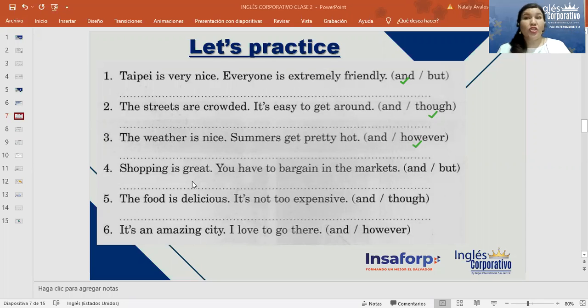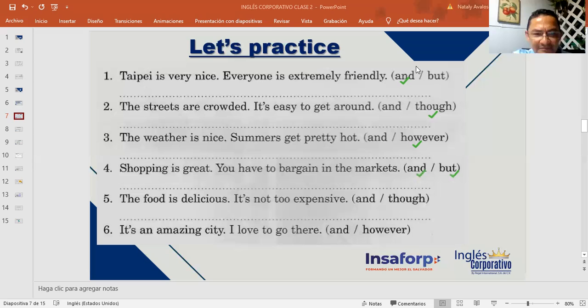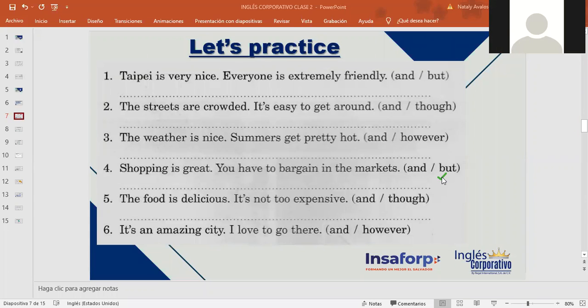The next one. Shopping is great. You have to bargain in the streets. And or but? But. Remember, if you have a question, you have to ask. What's the meaning of bargain? Exactly. You say, teacher, what's the meaning of bargain? The meaning of bargain: regatear. Exactly like that. Regatear, negociar.